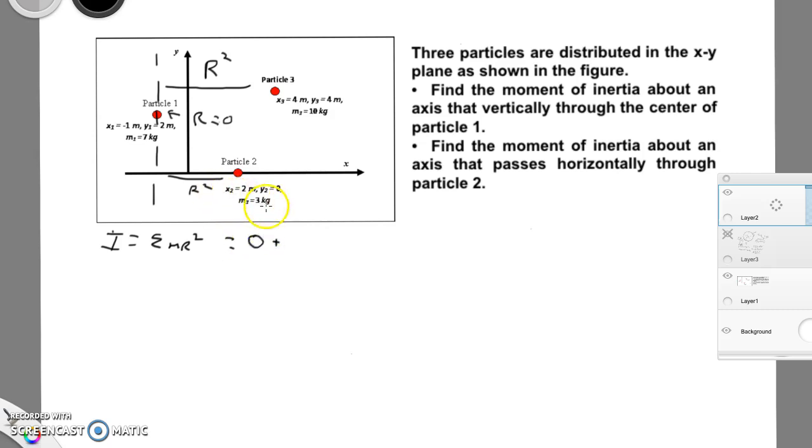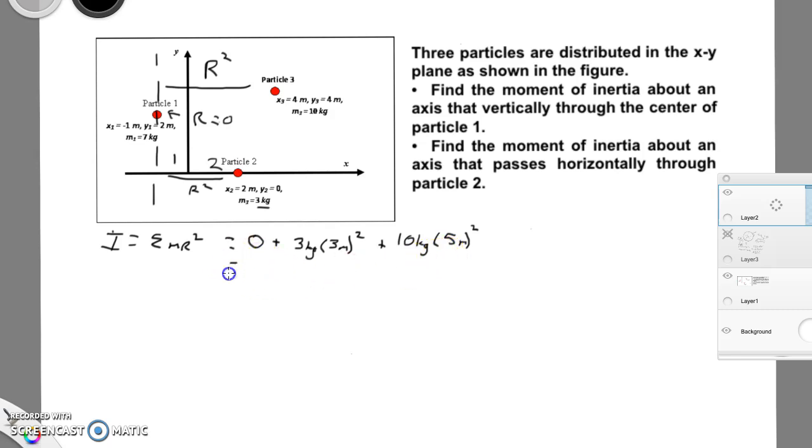For 2, it has a mass of 3 kilograms. And it has a radius, its distance, so this would be 2, this would be 1. So it has a distance of 3 meters. We're going to square it. Okay. Then over here, particle 3 has a mass of 10 kilograms. And it's going to have a distance here of 1 plus 4 or 5. Now, before we do this calculation, you can see that particle 3 is going to have a much larger moment of inertia than particle 2 because it has both a larger mass and a larger radius.